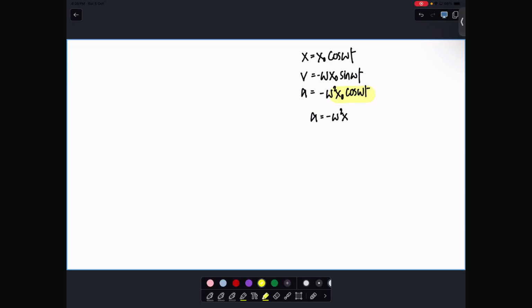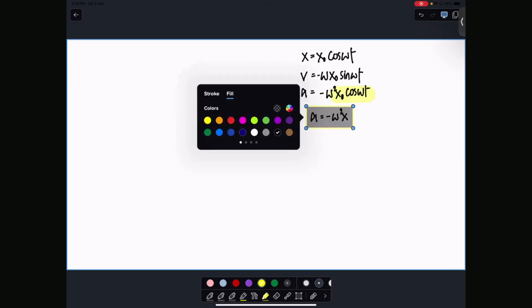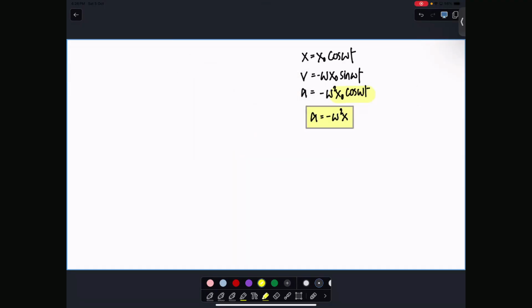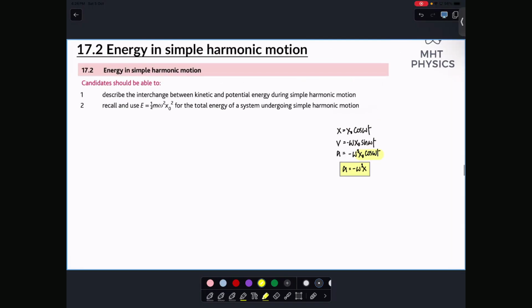And this equation happens to be the requirement for simple harmonic motion. So anything that obeys this is undergoing simple harmonic motion, and we just summarized the whole chapter. This is exactly what we've done so far: these three equations and a equals minus omega squared x. So what's next? Next is 17.2: describe the interchange between kinetic and potential energy during simple harmonic motion and derive this equation.